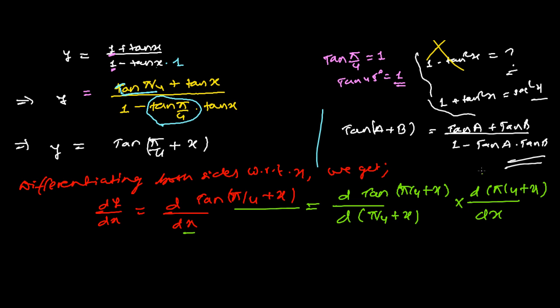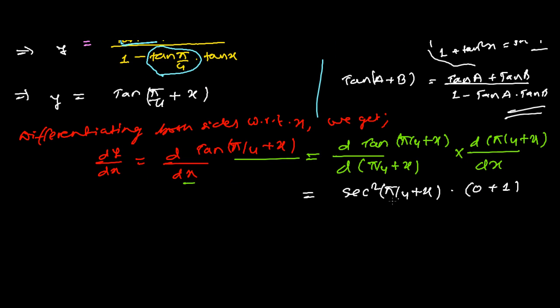We can easily cancel, but we're not going to cancel. Now see here, the derivative of tan angle is sec square angle, and the angle here is pi by 4 plus x, times the derivative of pi by 4 plus x. Pi by 4 is a constant quantity, so its derivative is 0, but the derivative of x is 1. So finally, what's your answer? Our answer is sec square of x plus pi by 4. So dy over dx equals sec square of pi by 4 plus x.